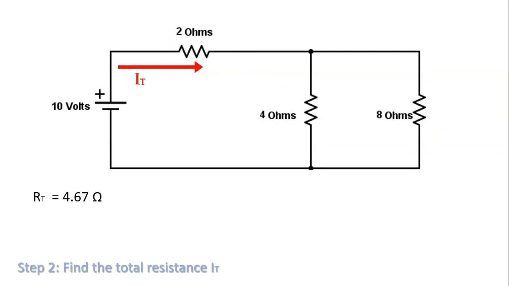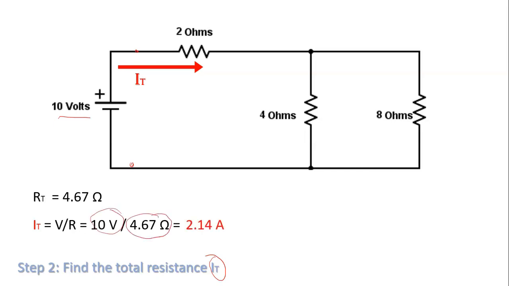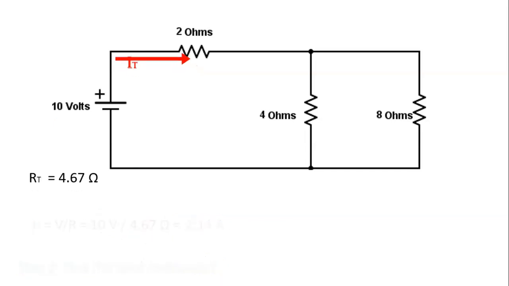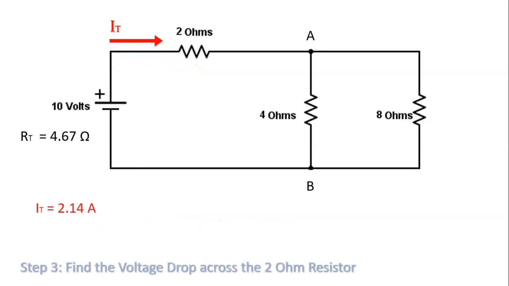Step 2, we want to find the current, the main current up here. Okay? So in order to do that, we can just use Ohm's law, because we know that we have a 10-volt power supply, and we have the current we want to solve for, and then the total resistance that it's going through. So we can use Ohm's law, 10 volts divided by what we just solved for, and that will give us the current just in the main part, which is 2.14 amps. Okay, step 2 is over.